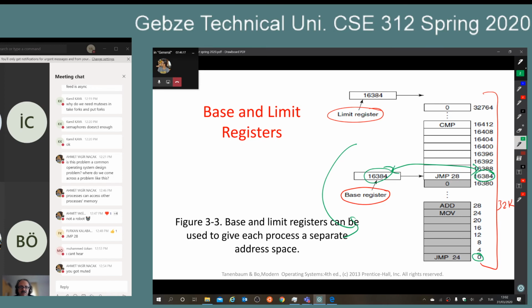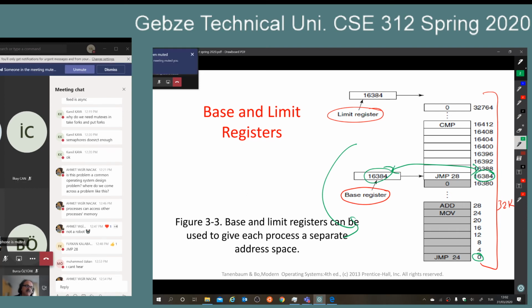Do you see what kind of problems there are with this solution? It's a simple enough solution. Of course, you need help from the CPU. The CPU has to provide these base and limit registers. Do you see any problems? It kind of solved this.